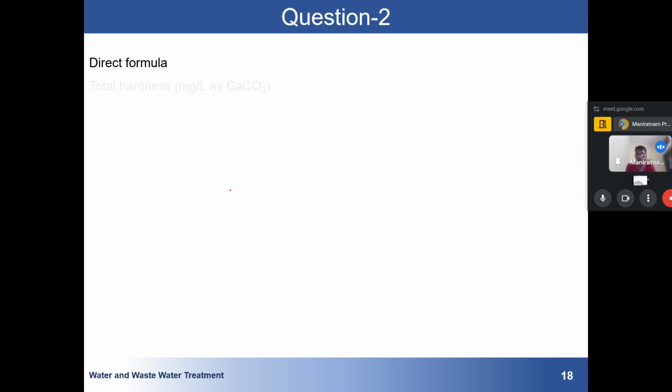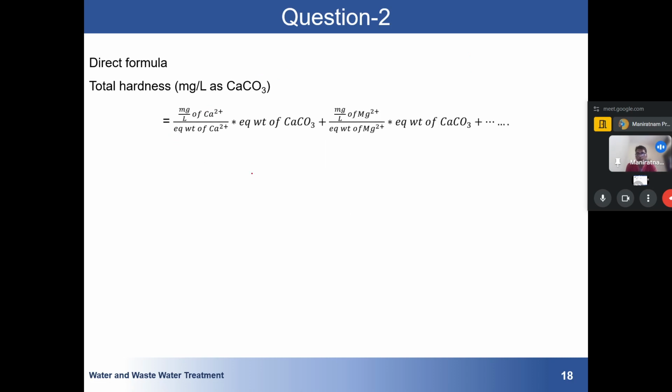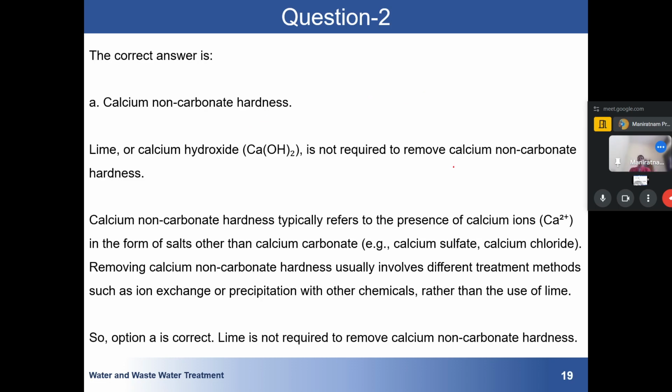You have already known this. This is a formula: if you know the concentration of calcium present in the system, and magnesium or other things such as aluminum and iron, you can calculate the hardness. Okay, so the correct answer of this question is A.